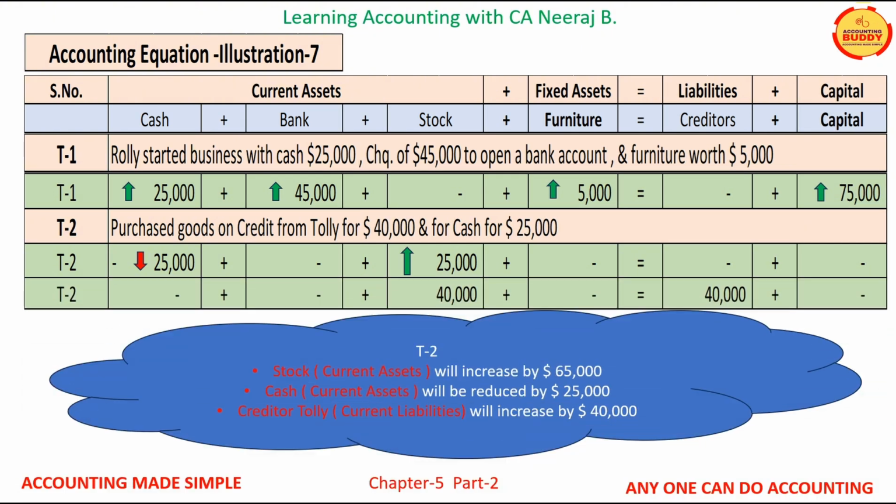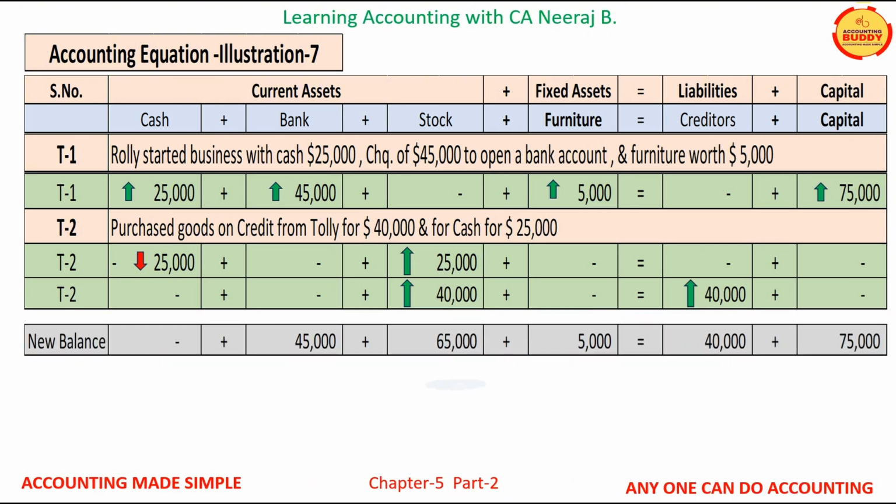Now, for goods purchased on credit, stock, which is an asset, will affect the left hand side of the accounting equation, and Tolly will become the creditor as the goods are purchased on credit, and it will affect the right hand side of the accounting equation. Stock will increase by $40,000 and the liabilities will also increase by $40,000.